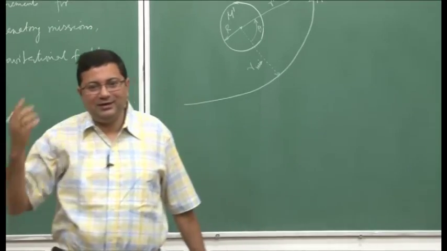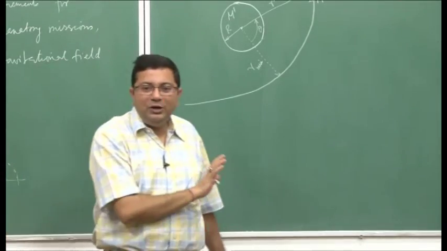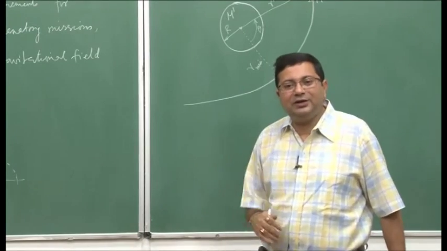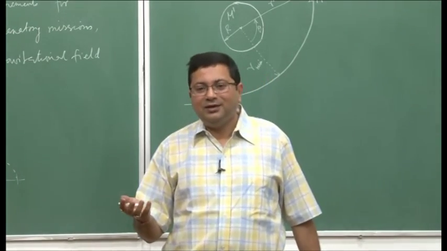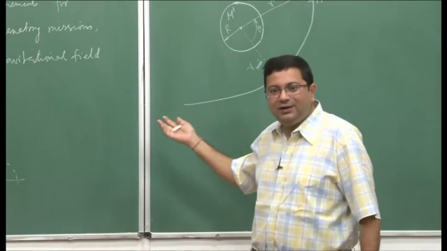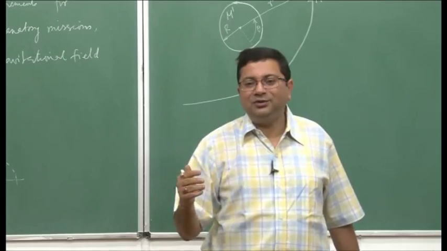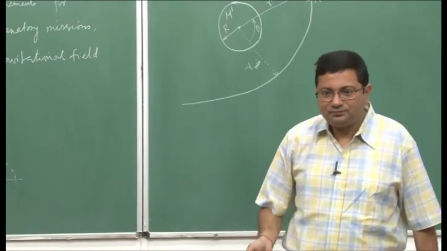It can't be the natural satellite. And that is exactly what we are going to talk about in this topic: what will be the condition under which a vehicle becomes a satellite, and what will be the conditions where it cannot attain the satellite's position, it will just move away. Okay.